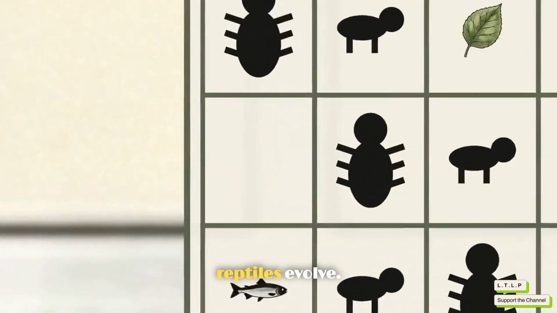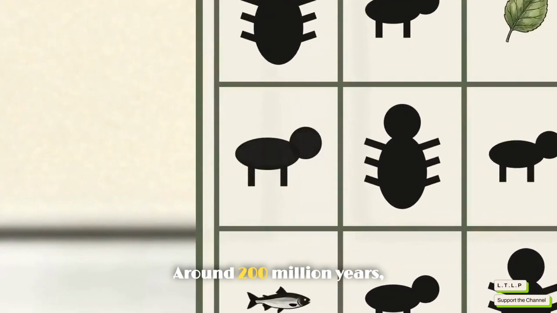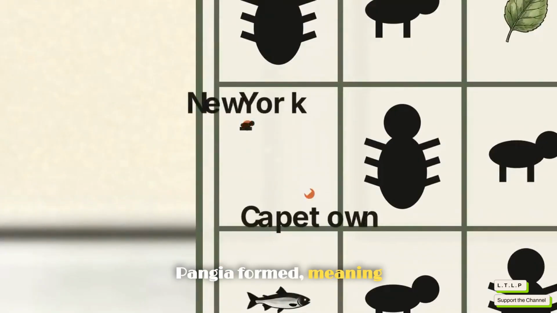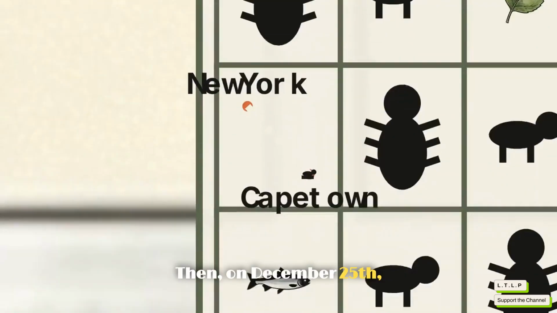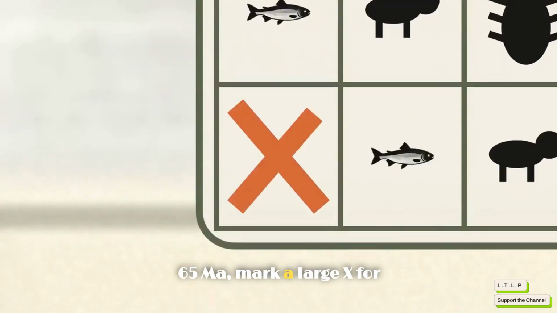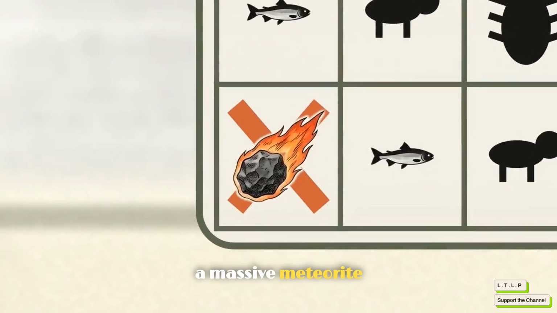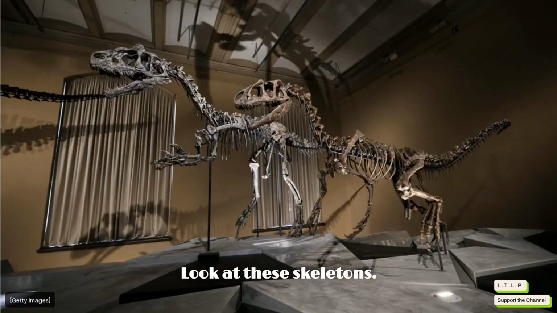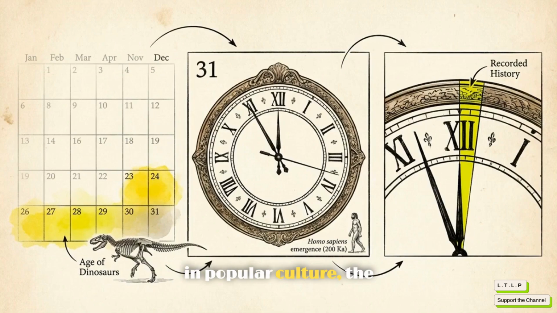On December 11th, reptiles evolve. Around 200 million years, Pangea formed, meaning a dinosaur could walk from New York to Cape Town. Then on December 25th, 65 Ma, mark a large X for a massive meteorite impact. Look at these skeletons. This impact event wiped out the dinosaurs and reset the biological landscape, allowing mammals to take over. Despite their dominance in popular culture, the reign of the dinosaurs occupied a brief 2-week window right at the end of the year before being erased from the planet.